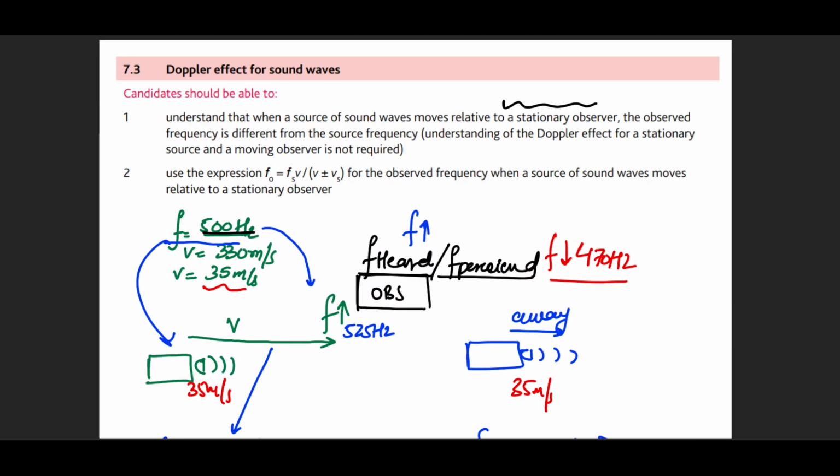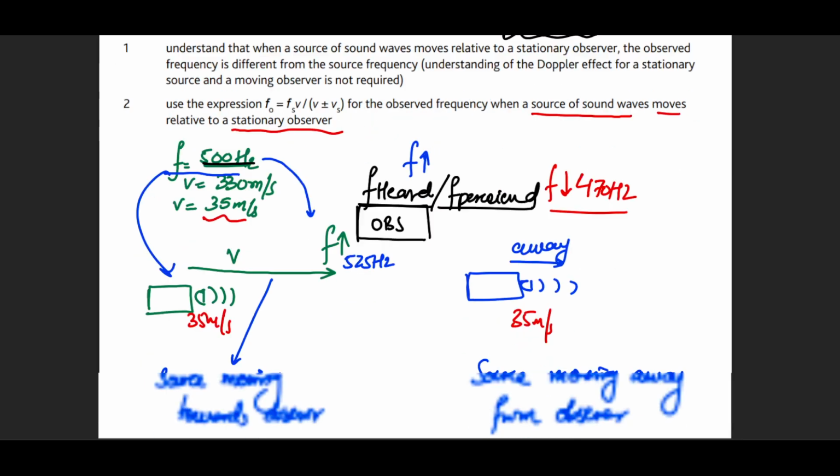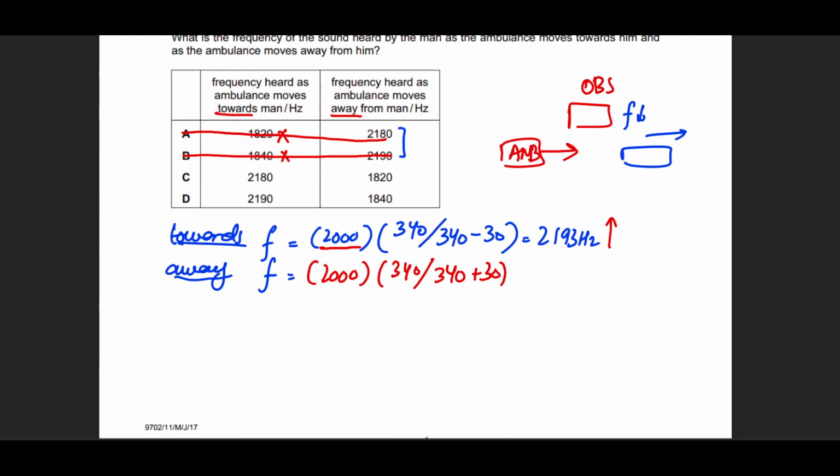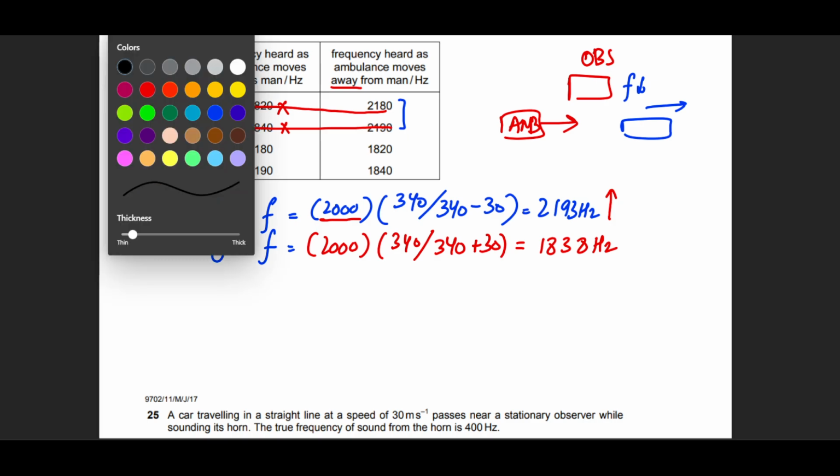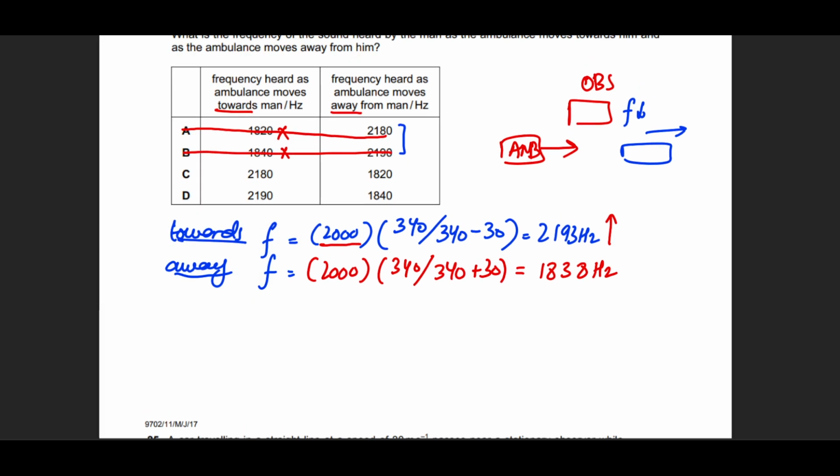And in your syllabus, some student might ask, there's only one possibility: when the source of sound is moving and the observer is stationary. So it's the other way around as well, but that's not a part of the course. If you solve this, you're going to get 1838 hertz. Now we can notice that the only option that represents these two numbers, 2193 and 1830, which is rounded off to 1840, and this has been rounded off to 2190, is option D.